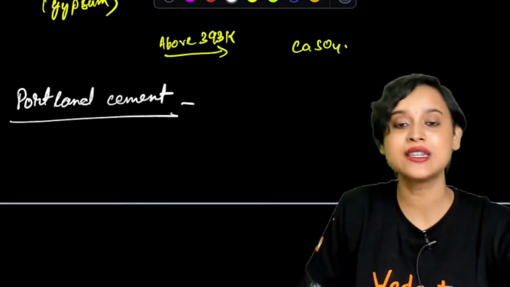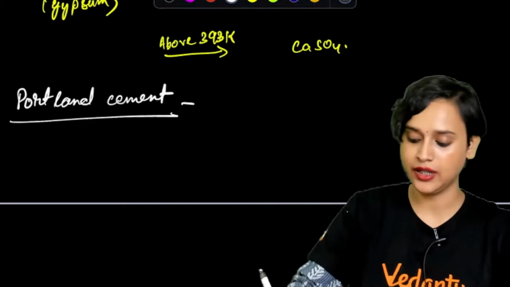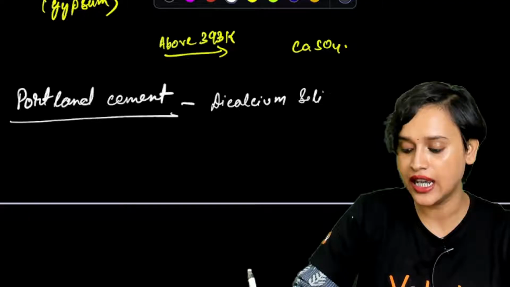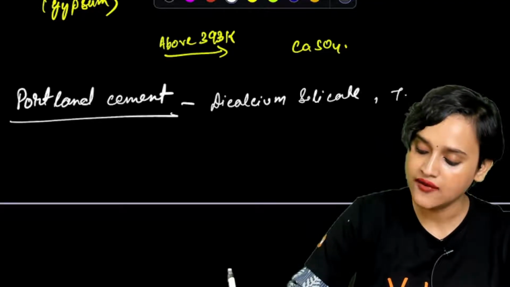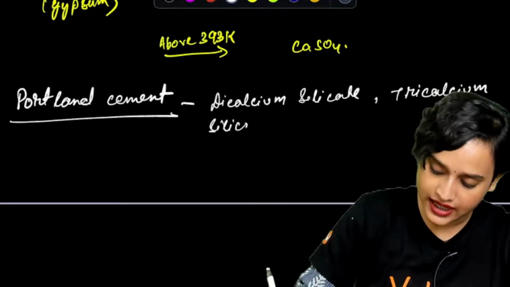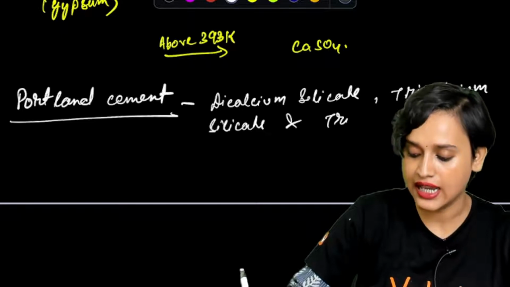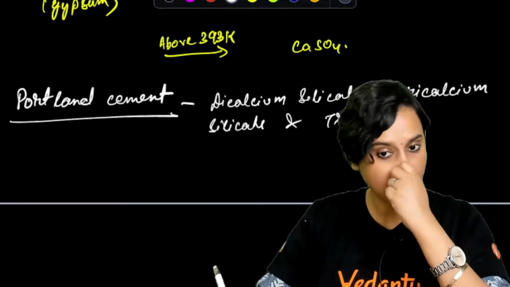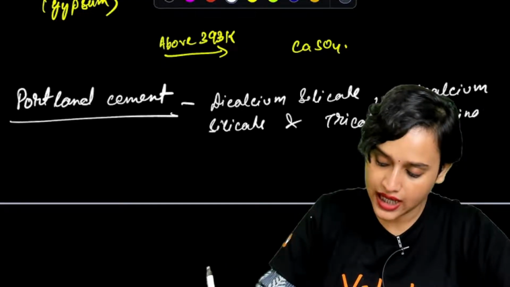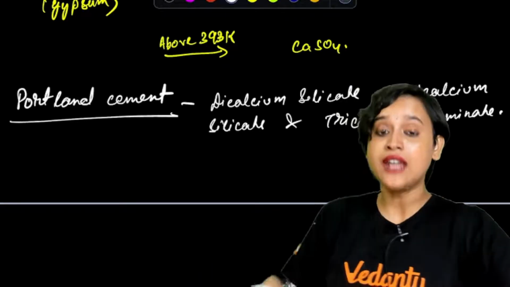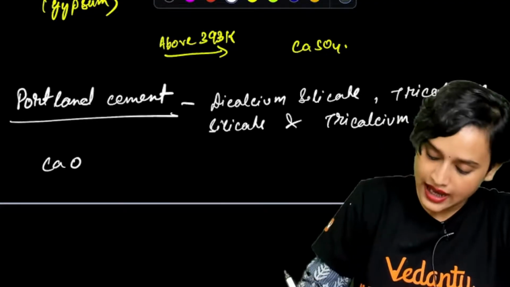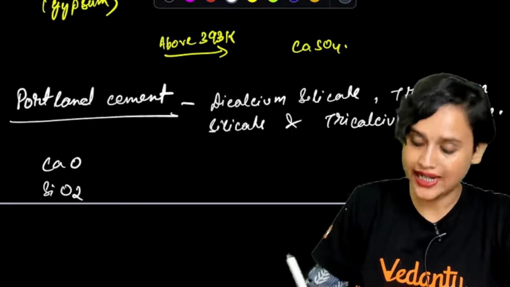What are the ingredients of Portland cement? Very easy. You write dicalcium silicate, then tricalcium silicate, and tricalcium aluminate. This is what you get. Now in this, you have CaO, SiO2.